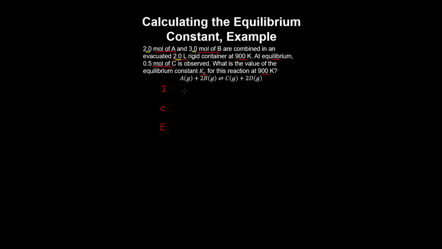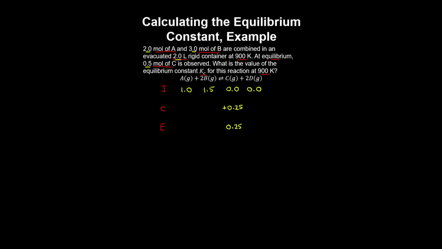So we have 1 molar of A and 1.5 molar of B. And before the reaction initiates, we have 0 concentrations for the products. And at equilibrium, 0.5 moles of C is observed. So that'll be 0.5 on 2, which is 0.25 moles per litre. And therefore the change in molar concentration of C is plus 0.25.